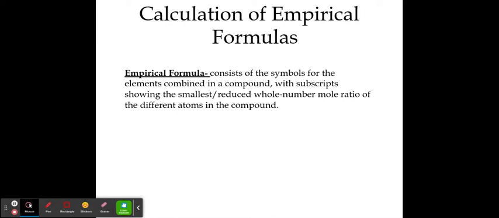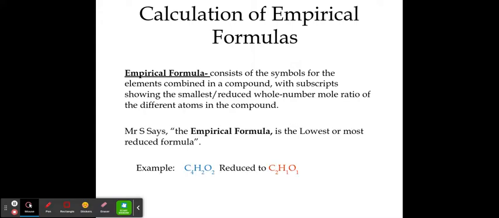Okay, so what is an empirical formula? An empirical formula consists of the symbols for the elements combined in a compound with subscripts showing the smallest or reduced whole number ratio of the different atoms in the compound. Okay, now what I like to say is the empirical formula is the lowest or most reduced formula. So we have this example right here, C4H2O2. You can reduce this all the way down, divide each one of these by 2, and you get C2H1O1. Now, this is the empirical formula of this formula here.